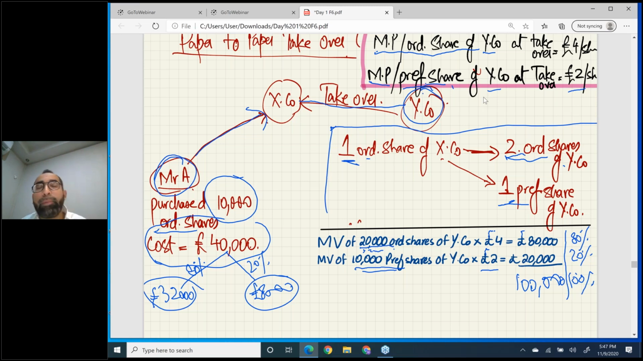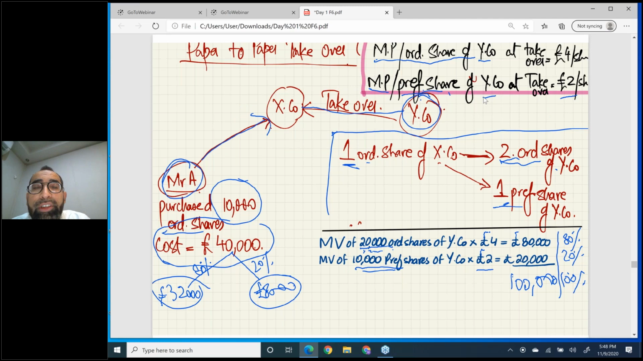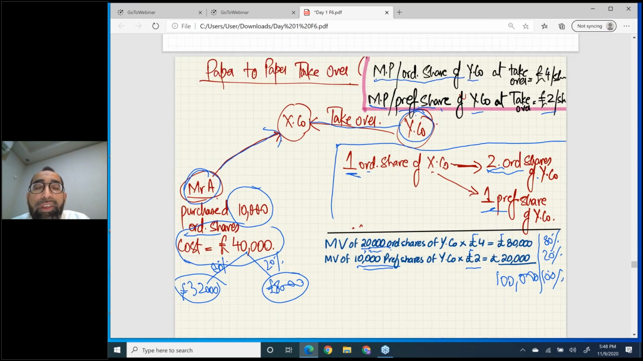That's why this separation is important, because now you don't have only a single class of shares, you have two different classes of shares. That's why this apportionment is a must, and this apportionment is done using the market values of Y company's shares at the date of takeover.